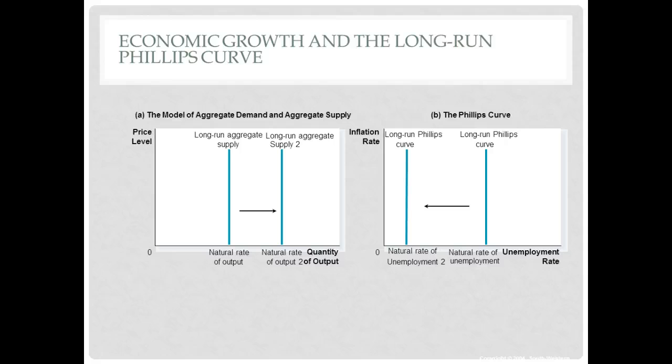And so the Phillips curve has to shift to the left. A leftward shift of the Phillips curve also illustrates economic growth. I should say a leftward shift of the long-run Phillips curve also illustrates economic growth. Because again, when we increase the long-run aggregate supply curve, we're increasing the amount of GDP we need to produce to be at full employment. So what that means is that we need to decrease the amount of unemployment we can have, which means the Phillips curve has to shift to the left.